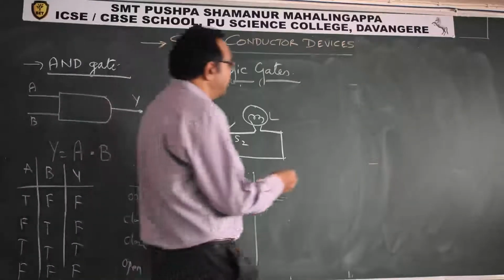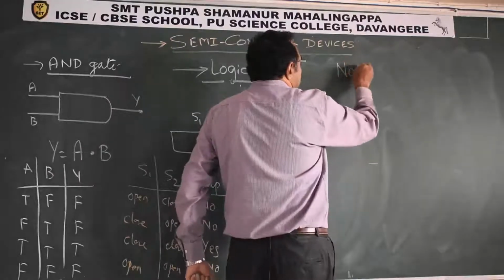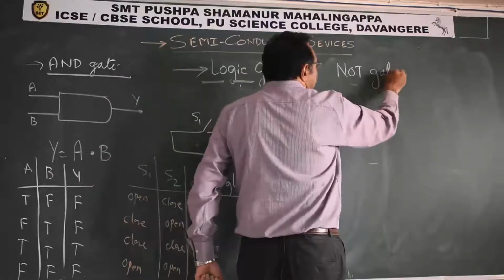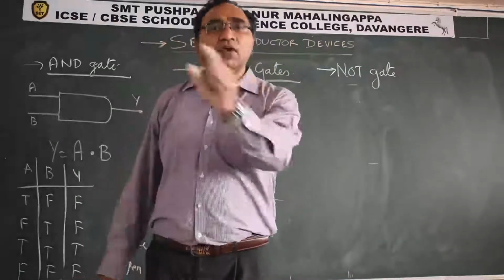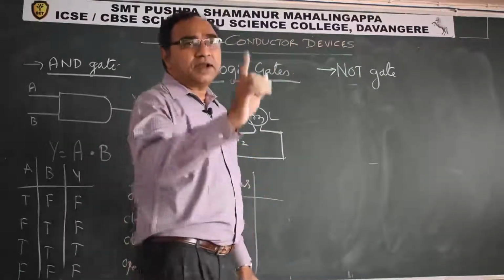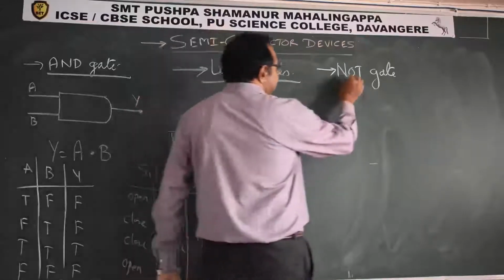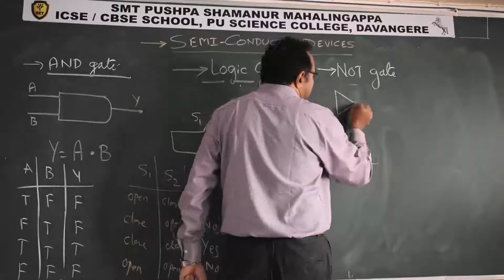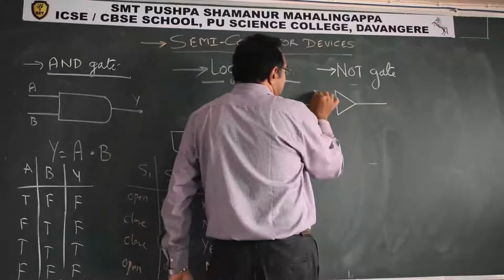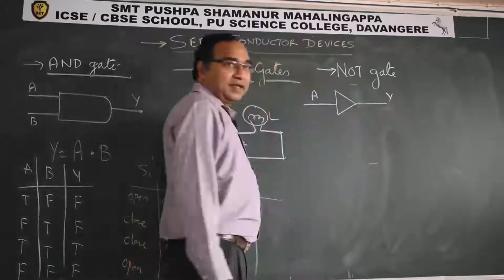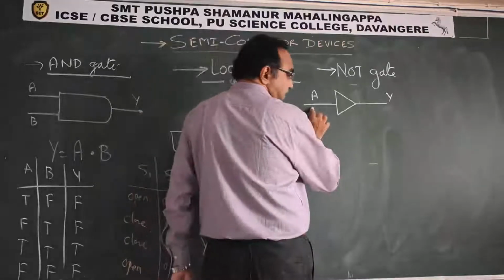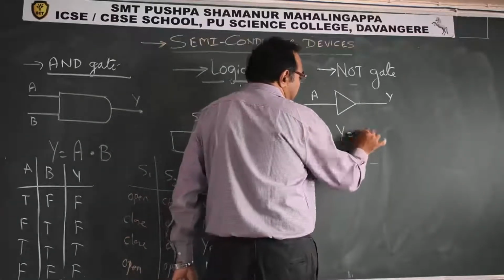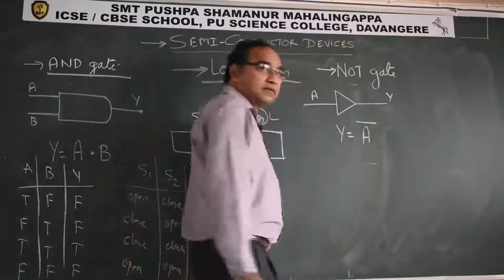Now, let us take the NOT gate. NOT gate is a peculiar gate which has one input. The symbol of the NOT gate is this, A and Y. There is only one input. Got it? And the Boolean expression is this way: Y is A bar. Means what?